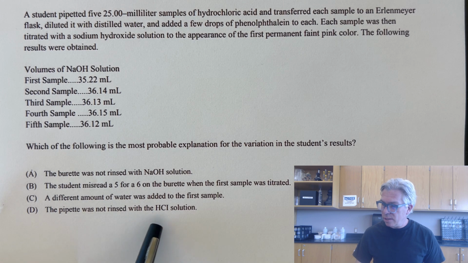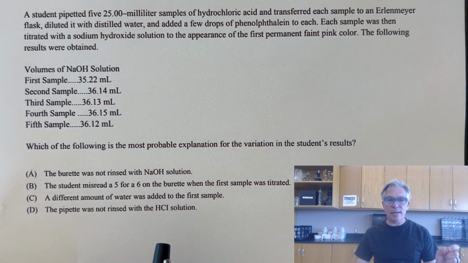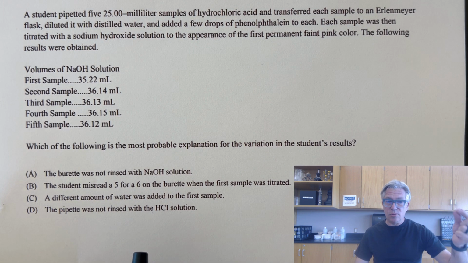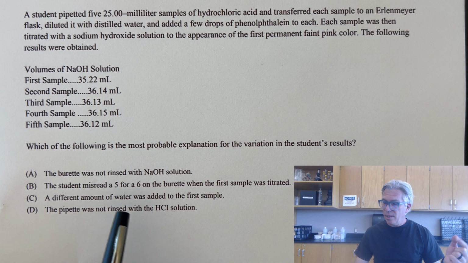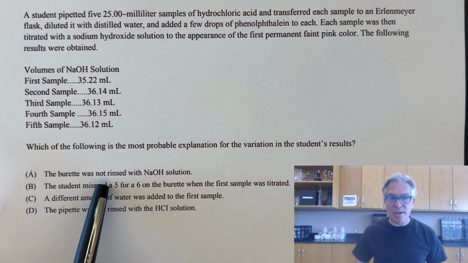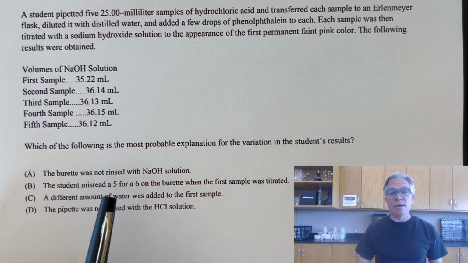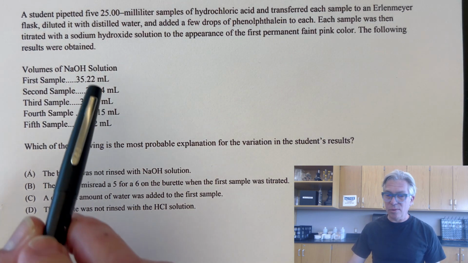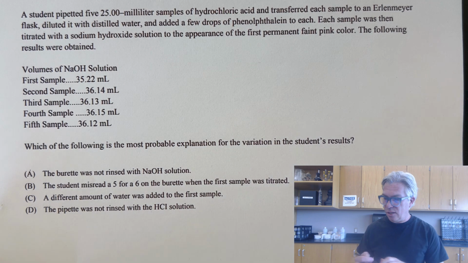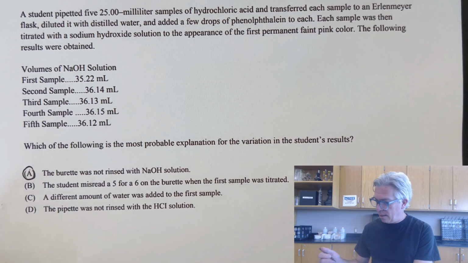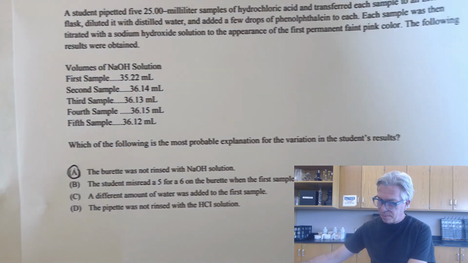The pipette was not rinsed with the HCl solution. Well, the pipette is a standalone thing. It's calibrated very well, and there's no weird nozzle or tip that has to be factored into it. You just fill it up to the mark, and assuming we do that pretty well, they're pretty accurate. But if you don't rinse that burette with your sodium hydroxide solution, then you have those drops of water which dilute it, and you have this variation. So of these choices, I'm picking A on that one.